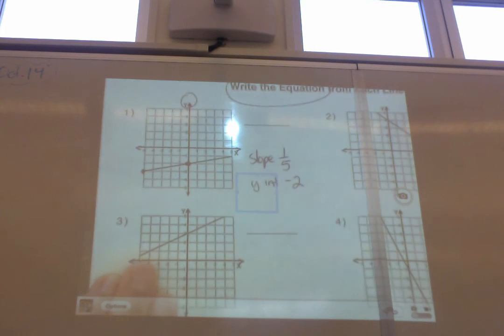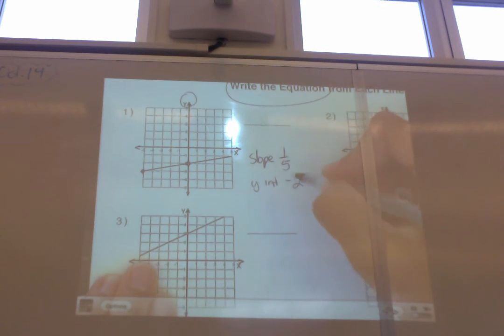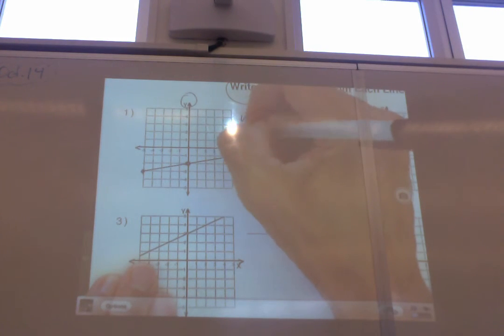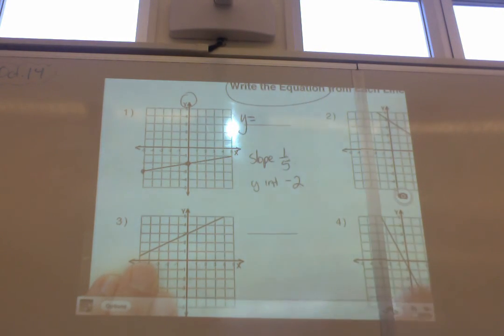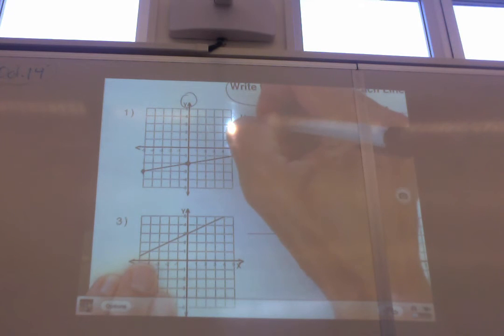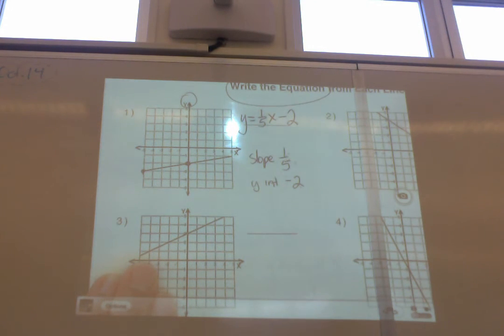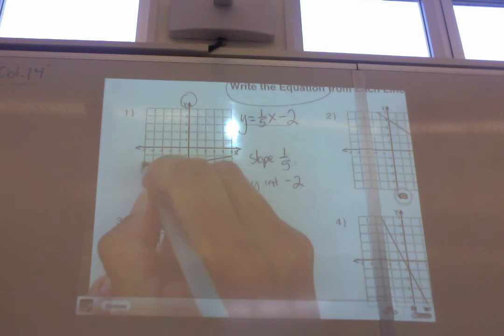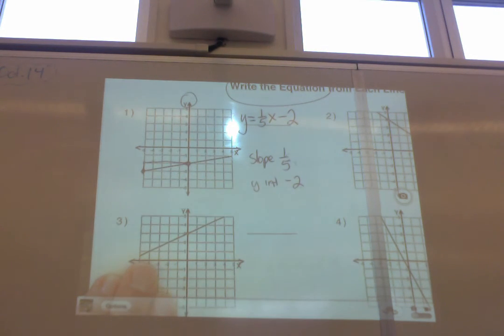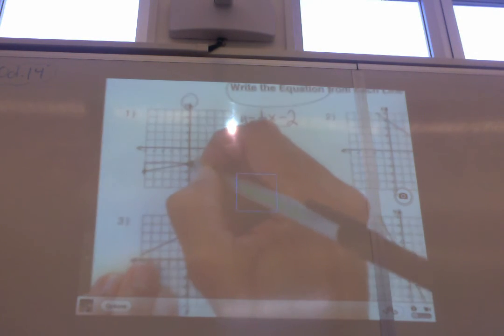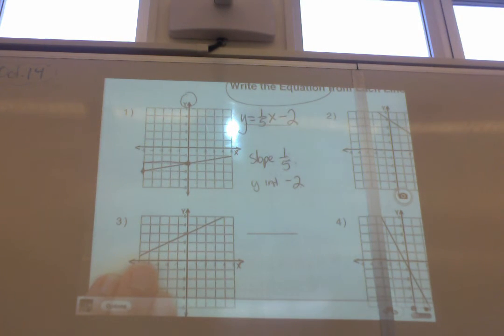-2. It didn't ask you to write these things, but I'm just making a little note to myself because that's what I need for my equation. Y equals 1 over 5x minus 2. I found the slope by looking at up and over between 2 points. I find the y-intercept by looking at where the line crosses.